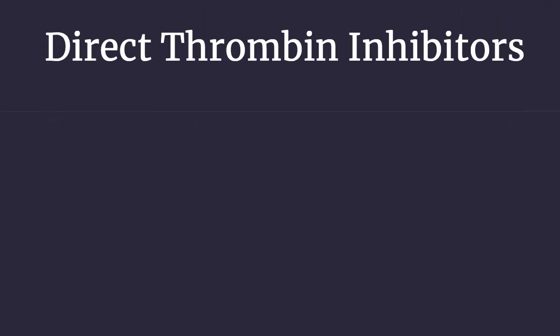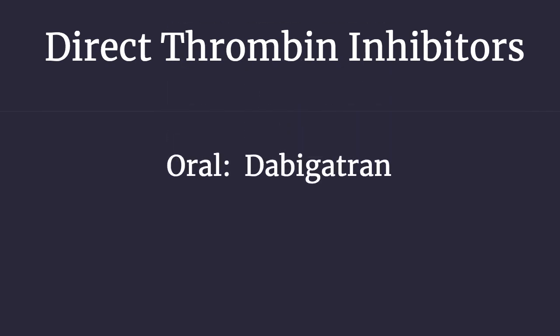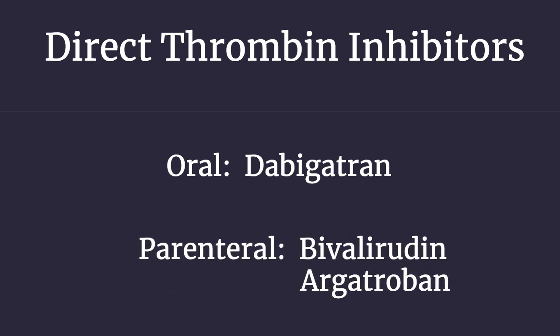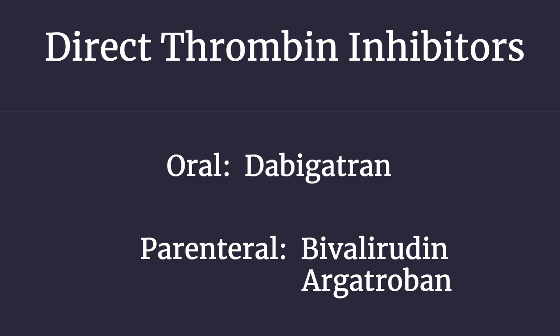Let's start our discussion of the parenteral anticoagulants with the direct thrombin inhibitors. So remember, the only oral direct thrombin inhibitor that we have available is dabigatran or Pradaxa. And then we have parenteral options. Those include bivalirudin and argatroban.